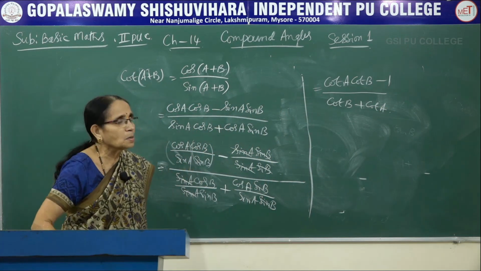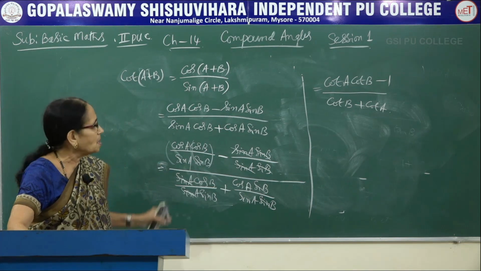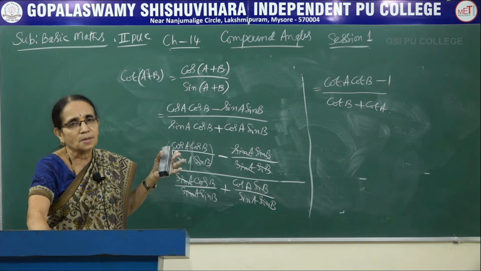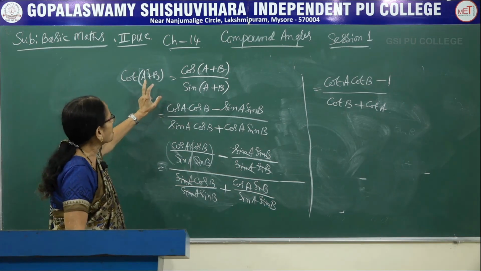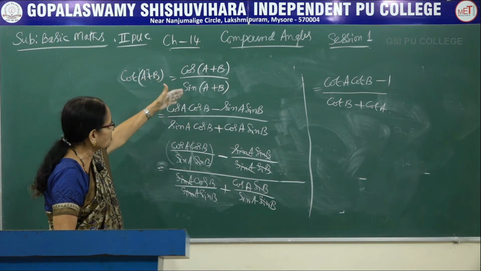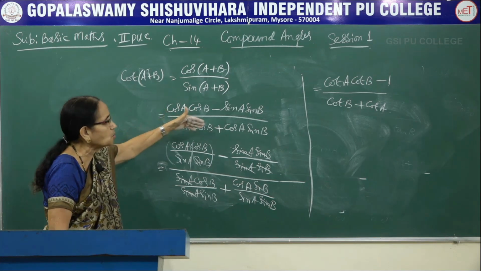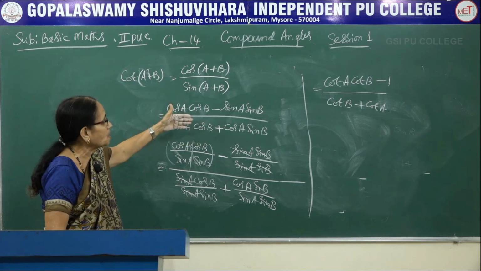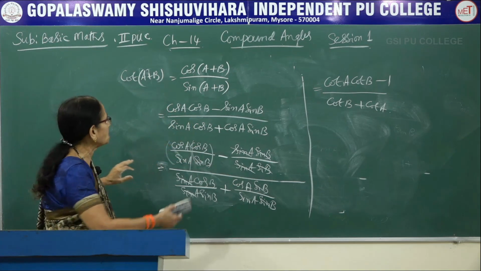Either write it as 1 by tan of A plus B, use the expansion of tan of A plus B and the reciprocality of both the tan and the cot ratio. Or else you can express cot of A plus B as cos by sin and go for the expansions of cos A plus B, sin A plus B, doing the manipulation, that is dividing both the numerator and denominator by a common quantity, and you arrive at the result.